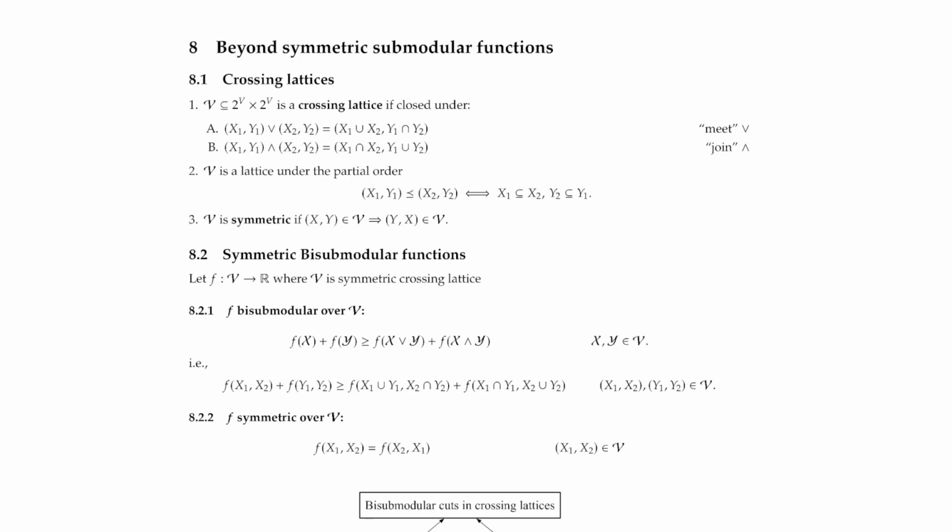The generalization happens in two places. First is by introducing these crossing lattices. So rather than looking at sets, I'm looking at pairs of sets, pairs like A, B for the vertex cut. A family of these set pairs is a crossing lattice if it's closed under these crossing operations. So the meet will take the union of the first component and the intersection of the second component, and the join will take the intersection of the first component and the union of the second component.